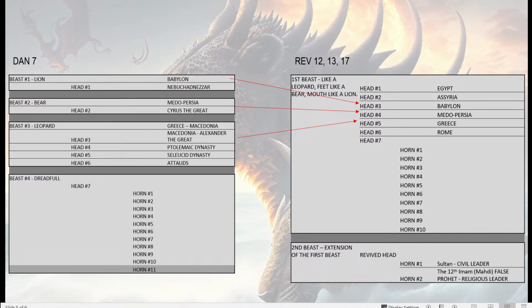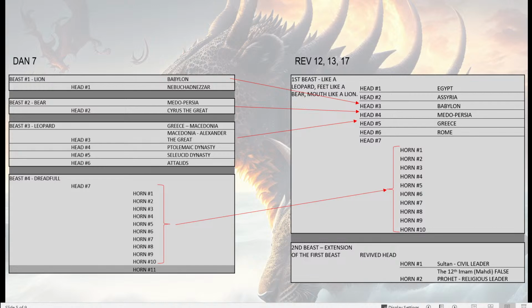which Daniel doesn't really mention, but it does make mention of the fourth beast, the dreadful beast, which Revelation also mentions, that has 10 horns. But instead in Daniel it talks about the single horn that presents itself like a lamb. John speaks of this revived head that has two horns.